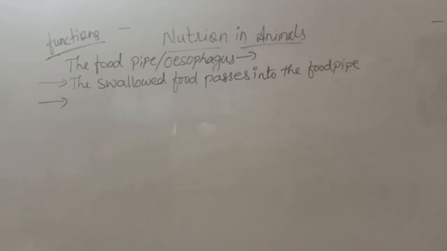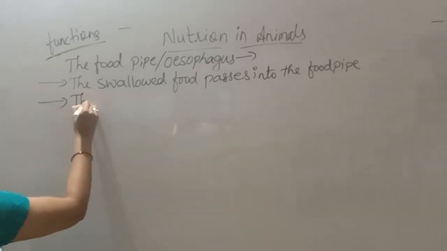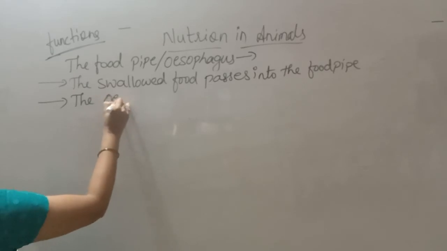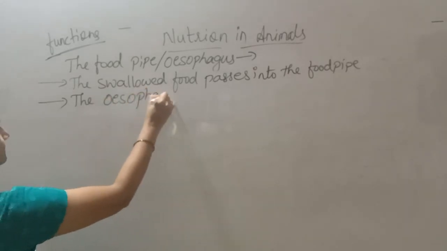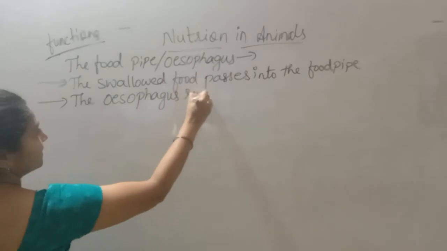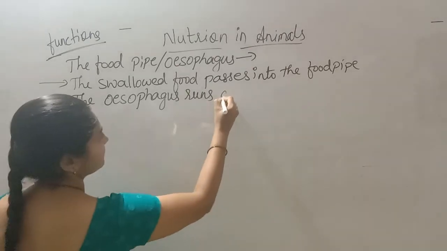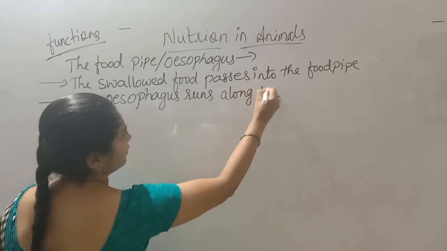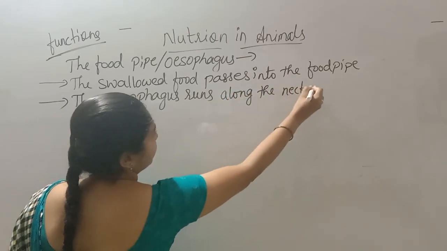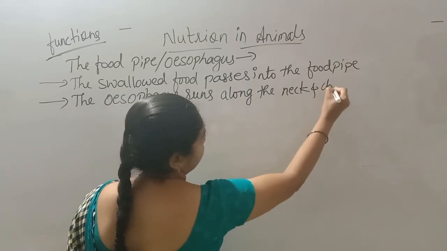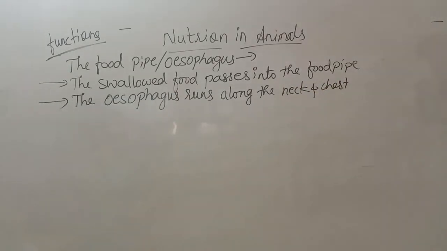Then second, the food pipe runs along the neck and the chest. The esophagus runs along the neck and chest.